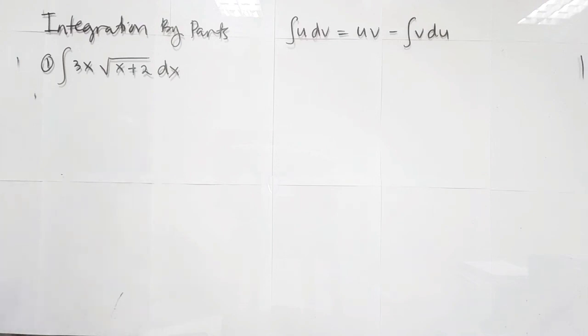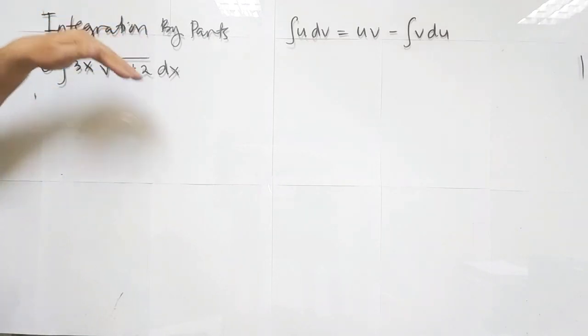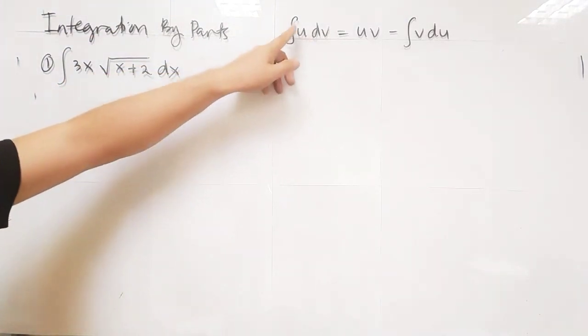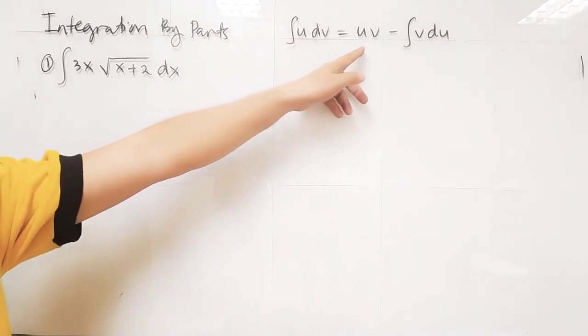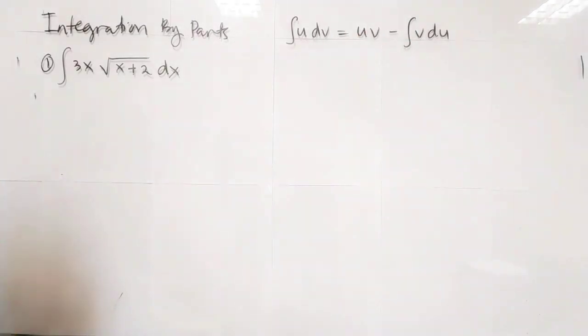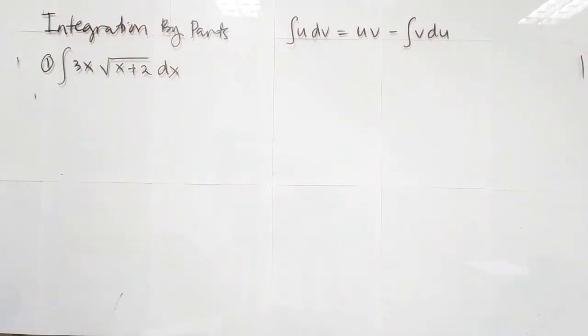Another method of integration is integration by parts. For this method, we have our general formula: the integral of u dv is equivalent to uv minus the integral of v du. So this is our main formula for integration by parts.